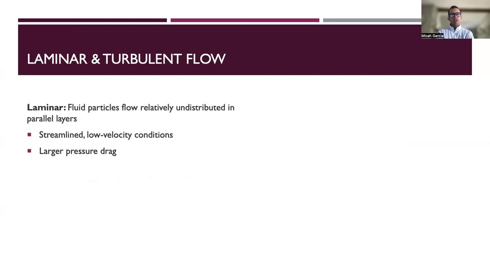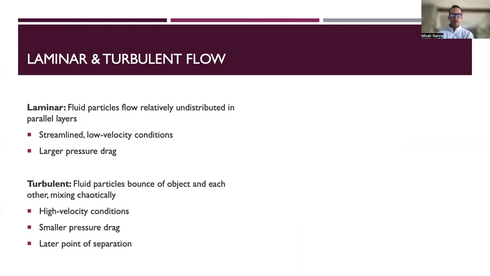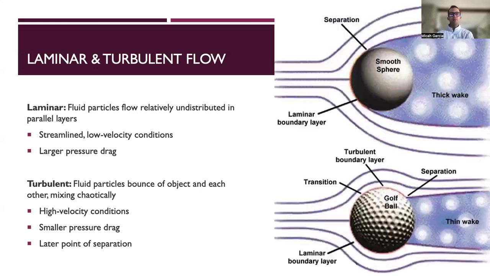Last, we have laminar and turbulent flow. Laminar flow is going to be fluid particles that flow relatively undisturbed in parallel layers. So these are going to be streamlined with low velocity conditions, but contribute to larger pressure drag. And then you have turbulent flow, and these are going to be fluid particles that bounce off each other and end up mixing chaotically. And you're going to see this turbulence more so with high velocity conditions. It contributes to a smaller pressure drag and then a later point of separation.